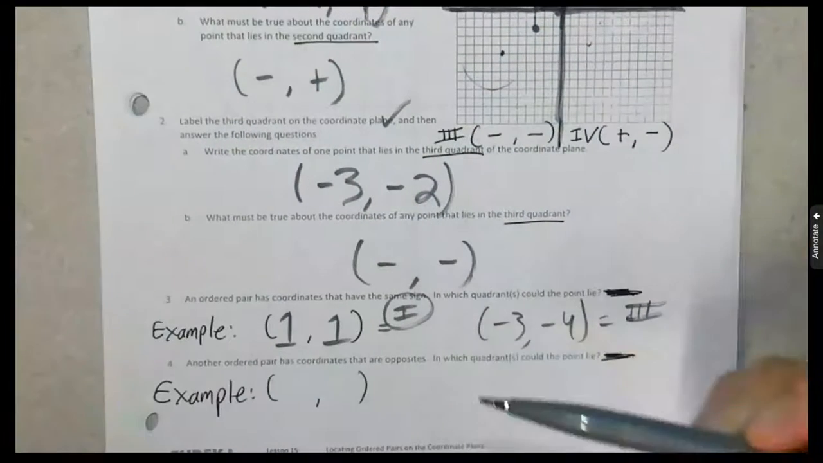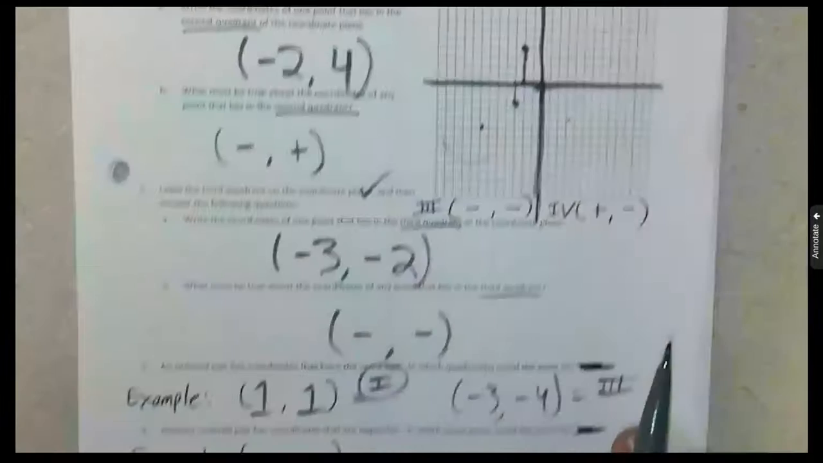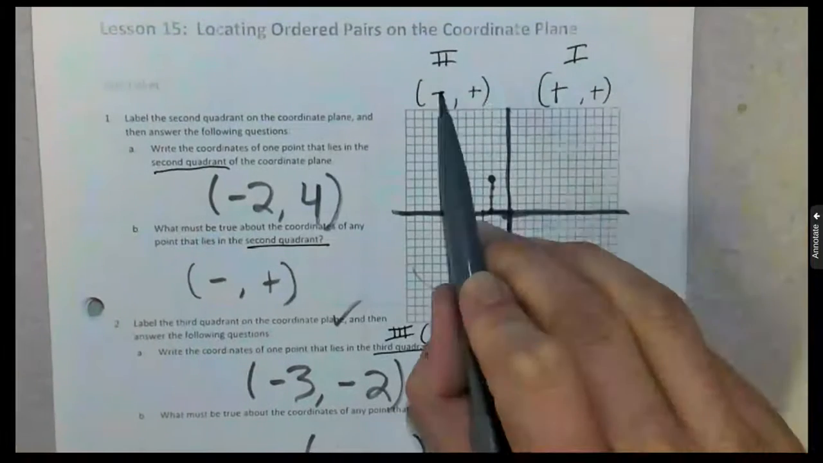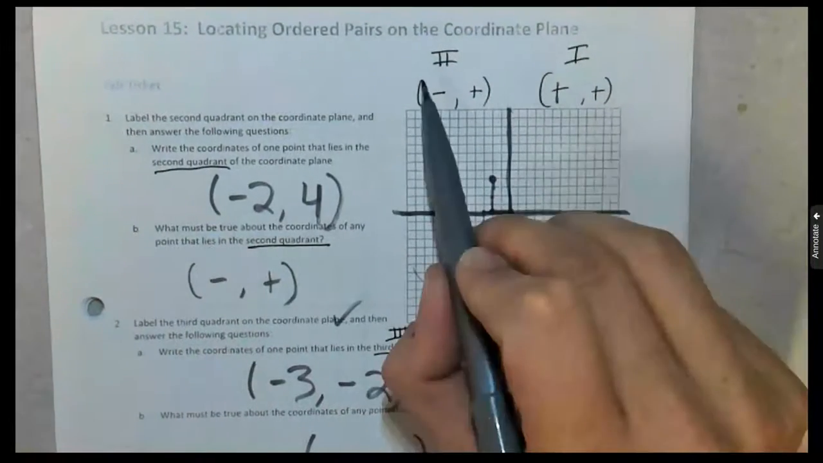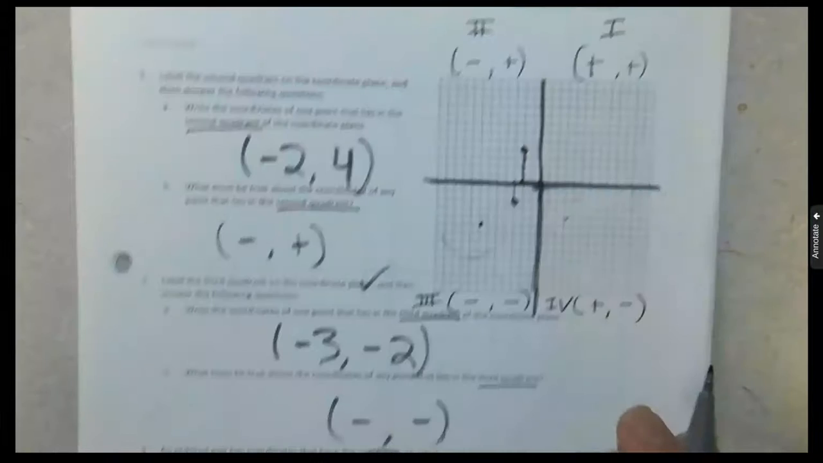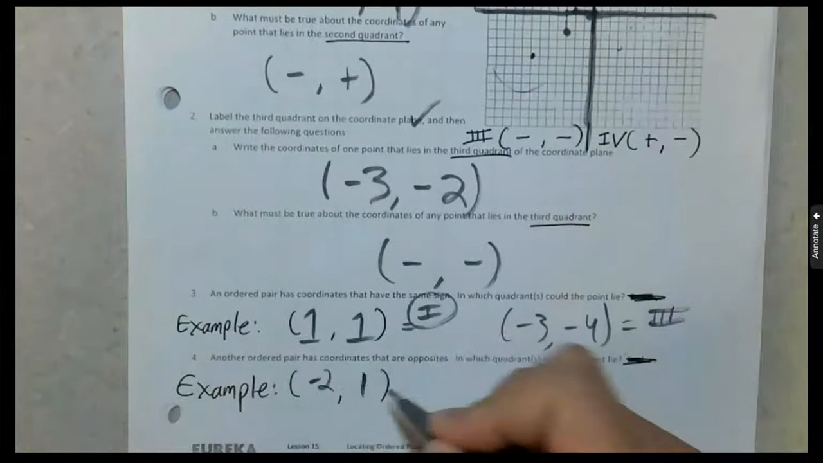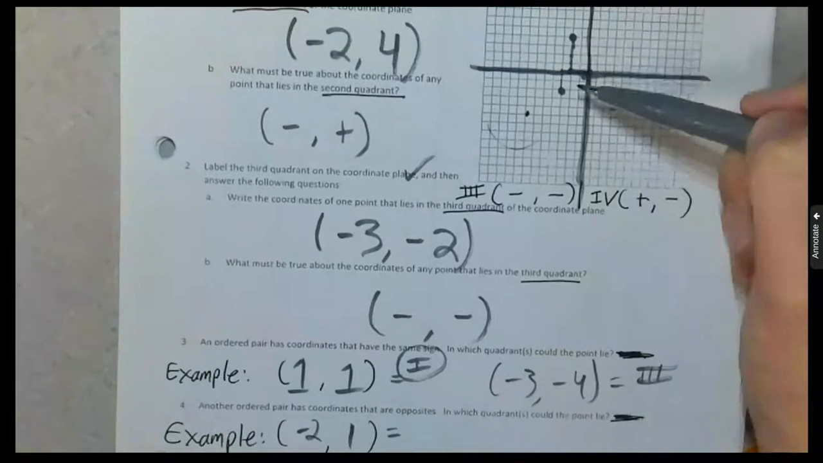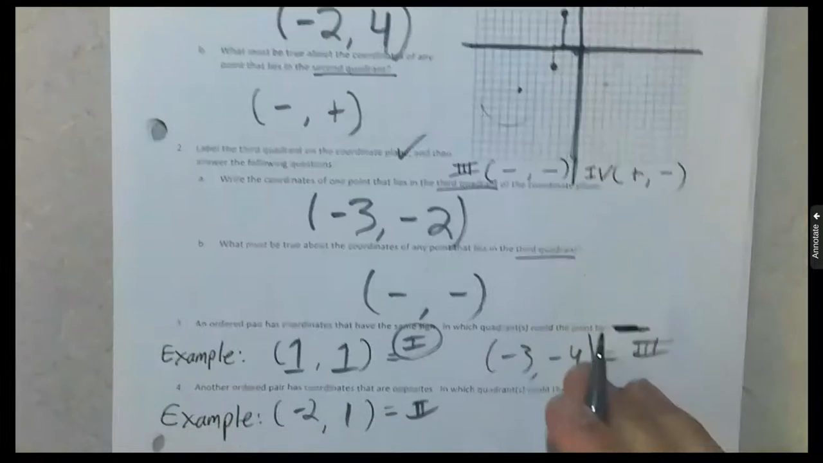Same sort of thing, but now the coordinates are opposites. Obviously, with opposites, negative and positive, it's going to have to be in quadrant 2 or quadrant 4. So like (-2, 1), that's going to be back 2, up 1. That's going to be quadrant 2.